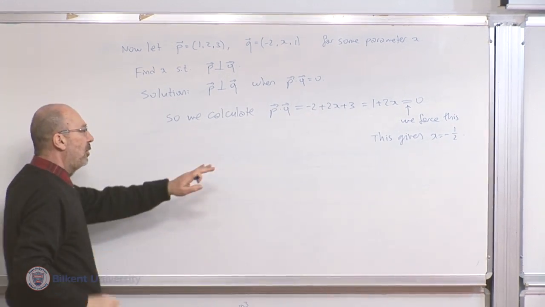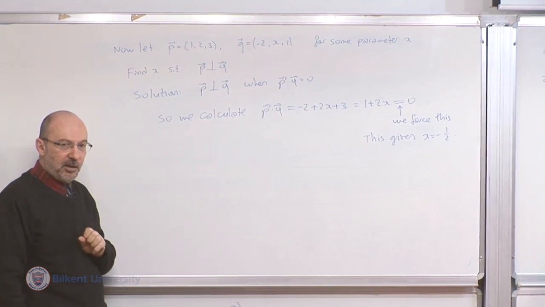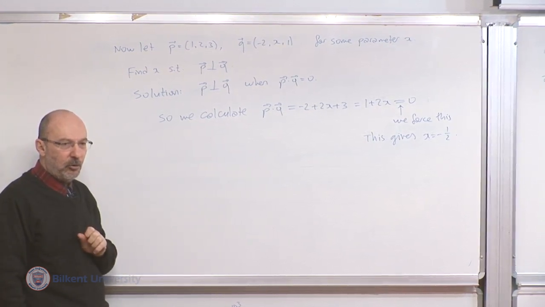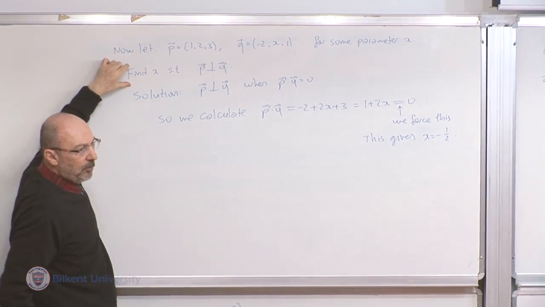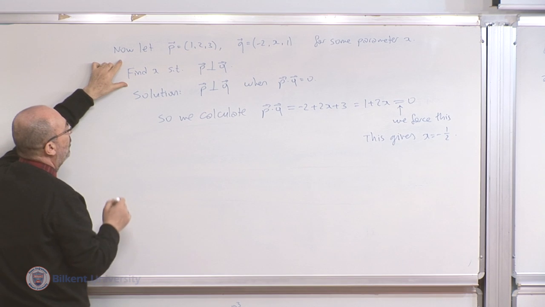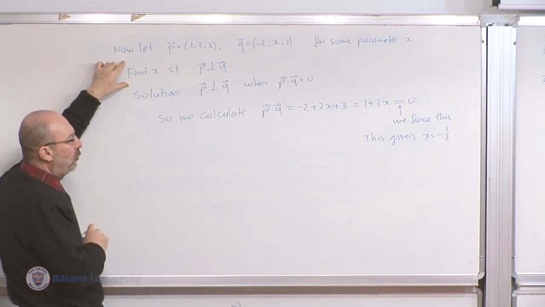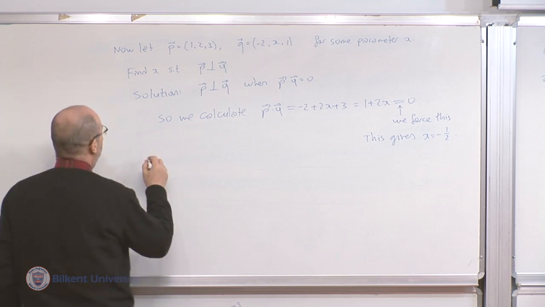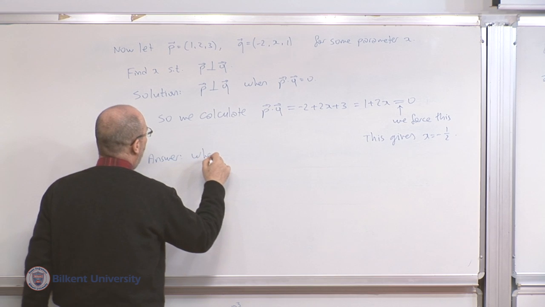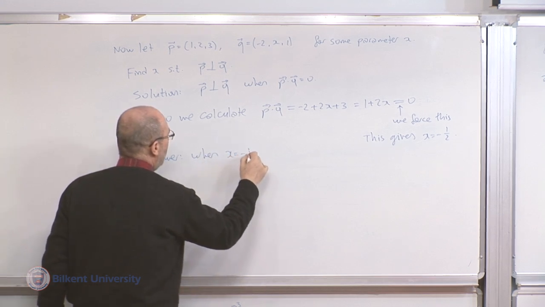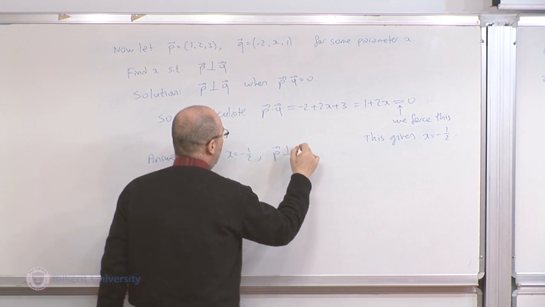Most students will leave it like this. This is not a solution. This is a calculus solution. Now you have to answer the question. So the answer: when x equals minus 1 over 2, P is perpendicular to Q.